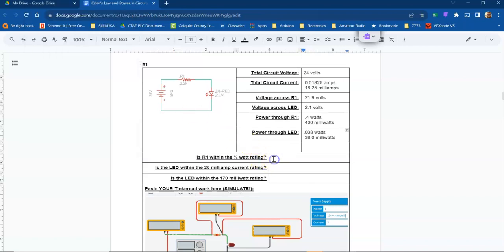So the last question, is the resistor within that quarter watt rating? The power through resistor 1 is 0.4. 0.4 is greater than 0.25, so the answer is no. Is the LED within the 20 milliamp rating? Absolutely. It's 18.25, which is less than 20. So the answer is yes. It is within its rating. It will last forever. And it's 38 milliwatts, which is less than 170 milliwatts.